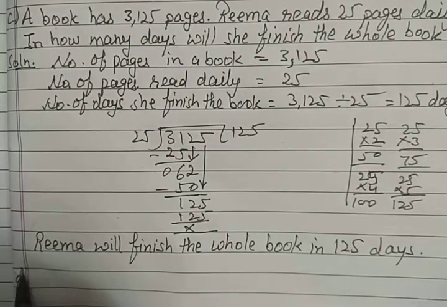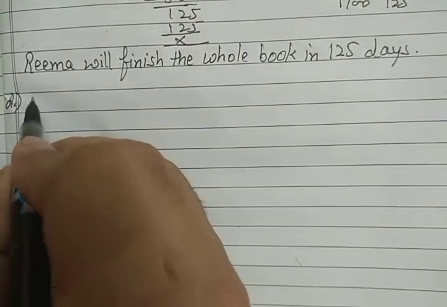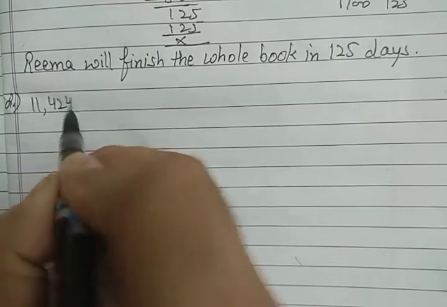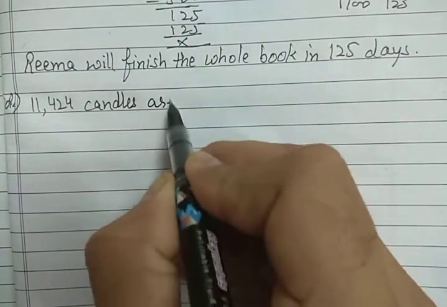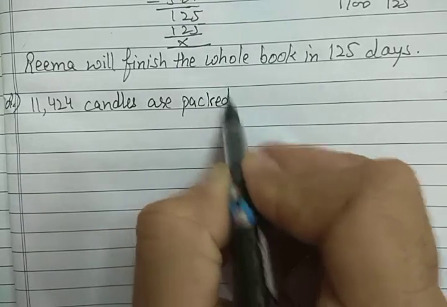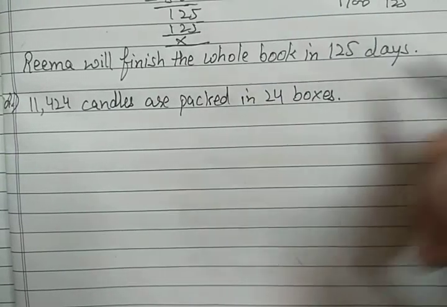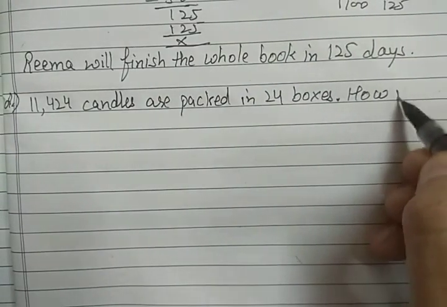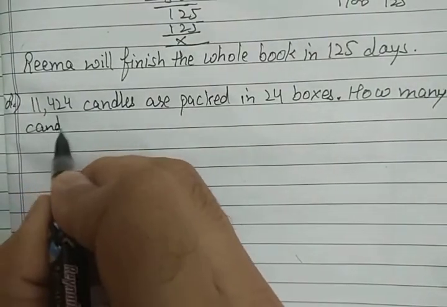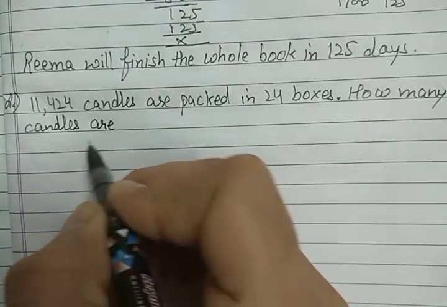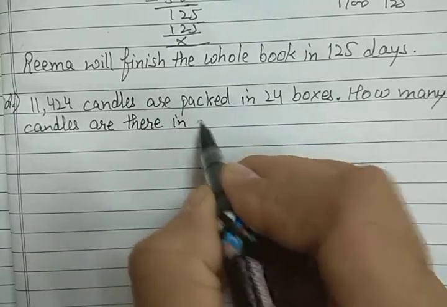So the next question is D part. 11,424 candles are packed in 24 boxes. How many candles are there in each box?